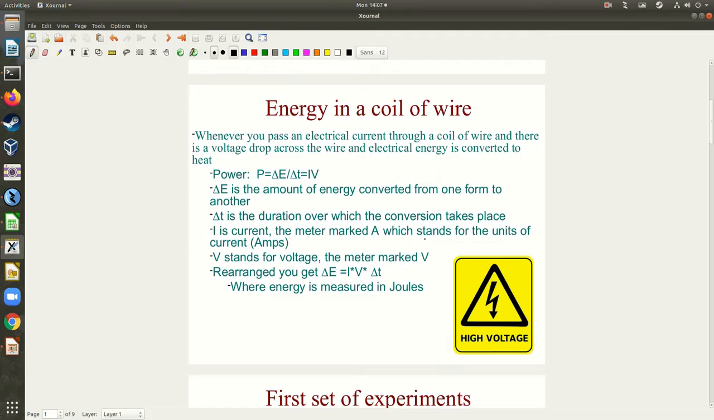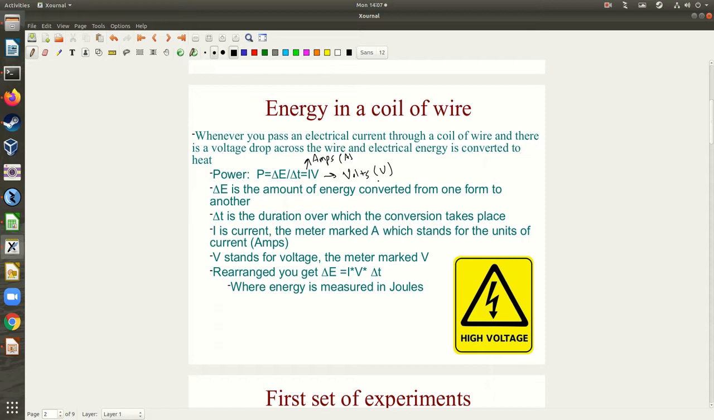Whenever you pass an electric current through a wire, as I said earlier, there is a voltage drop across the wire, and electric energy is converted to heat. And this is where I say IV. What is I? I is your amps, and that's actually measured as an A, or a coulomb per second, as I showed you earlier, for those who are astute at their physics 2. And your volts are V, and we measure that in volts. And so when we multiply those two together, like I said earlier, we get power.